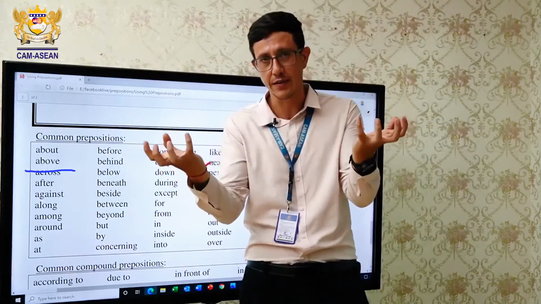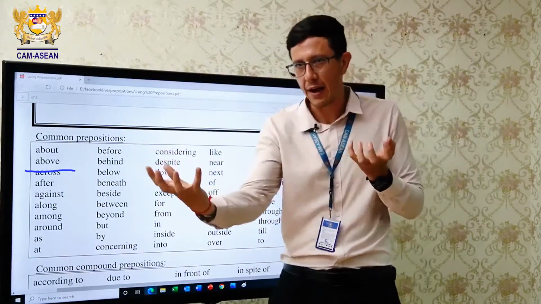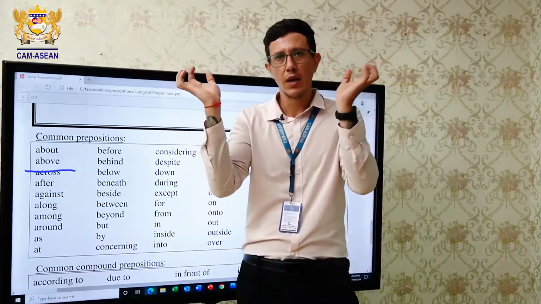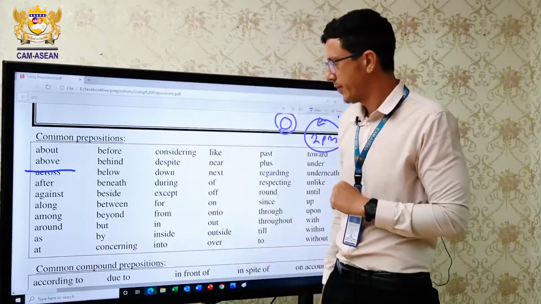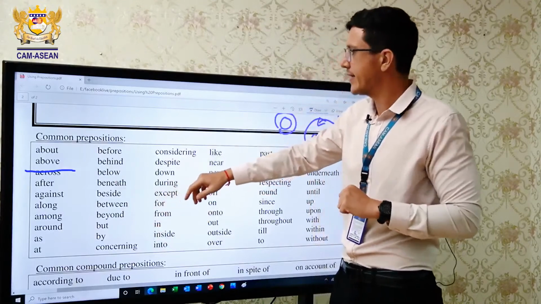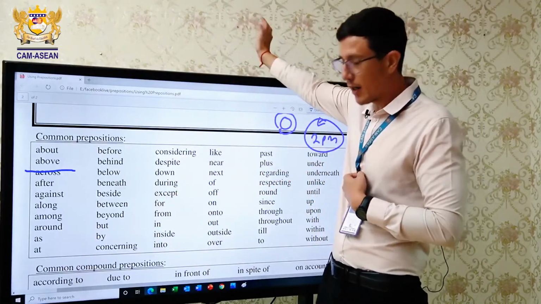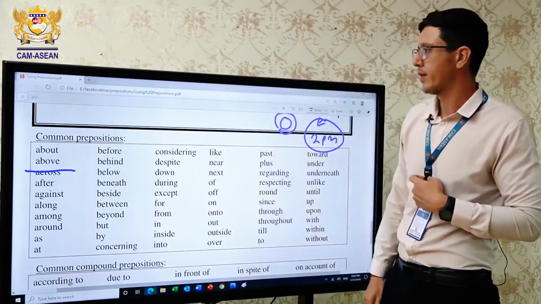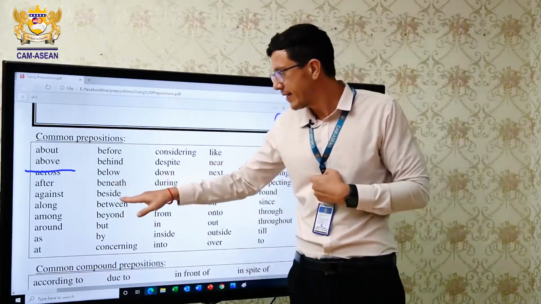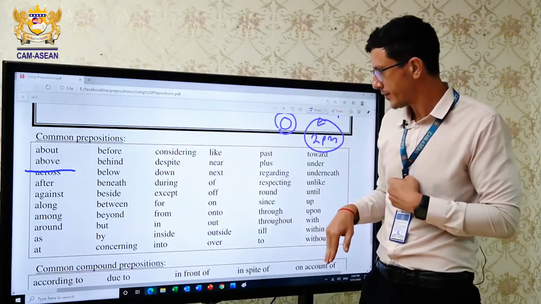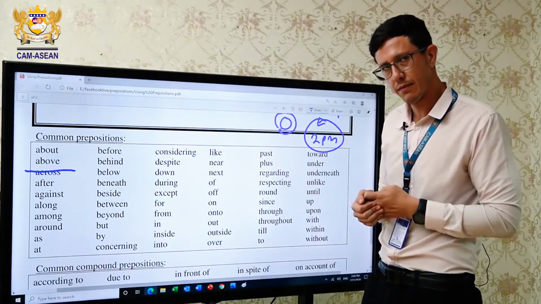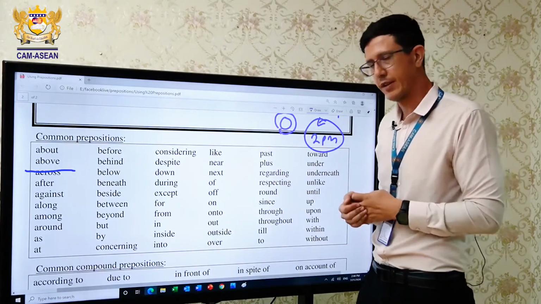I have two things. Action, noun, noun, noun. Two things, I need to show the relationship. Below is the opposite of above. This is above, below the TV. My hand is below. Beneath, below. What's the difference? Well, there is no difference.